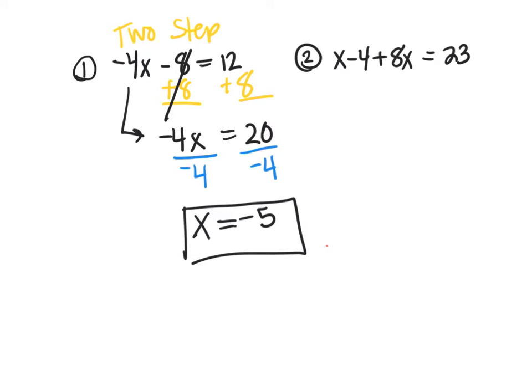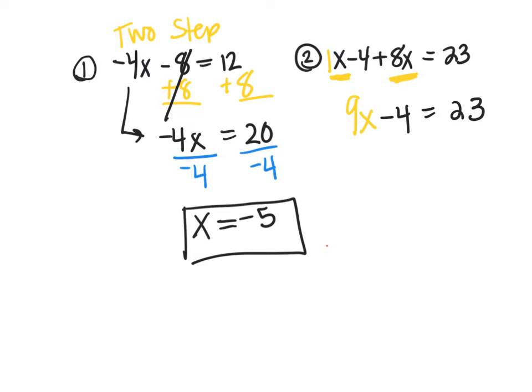In problem 2, we see that before we can begin solving and isolating, on this left side here we have like terms. And so we need to add together this 1x and positive 8x. And when we do that, that is going to give us 9x. So we need to do that first. The minus 4 equals 23 is going to stay exactly where it is.